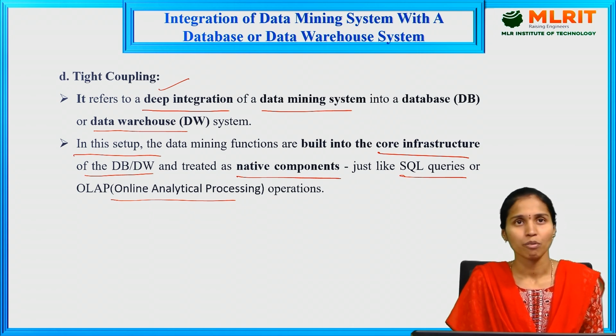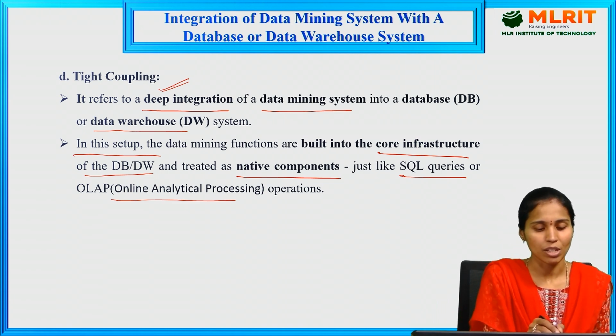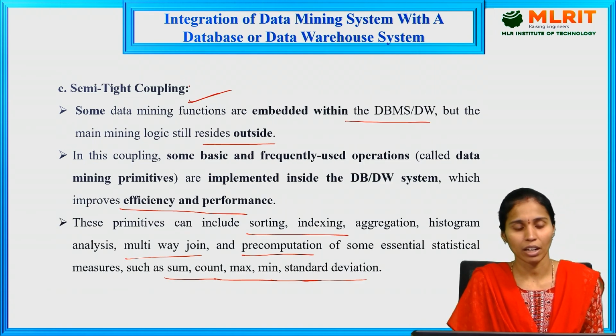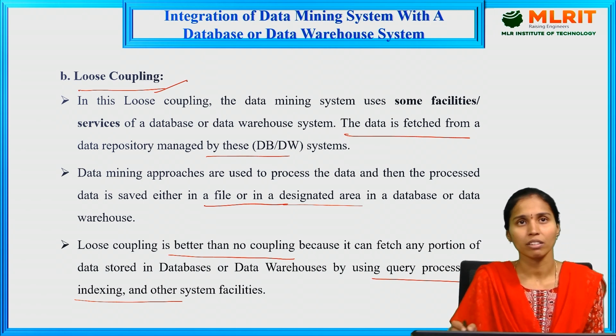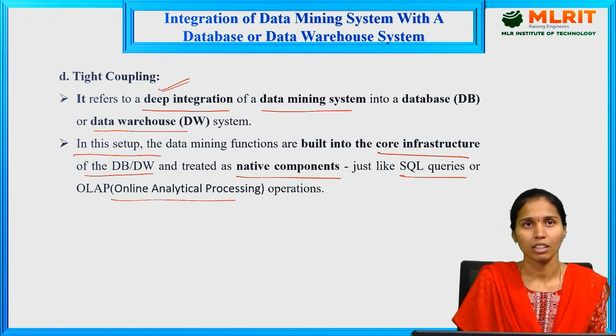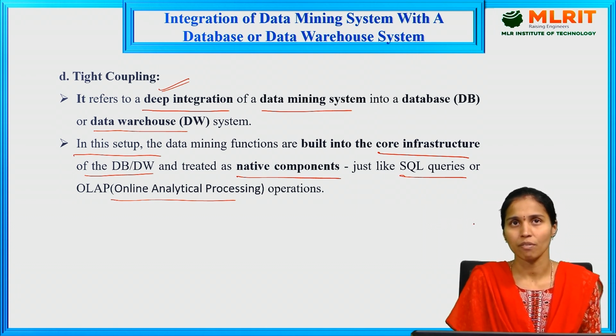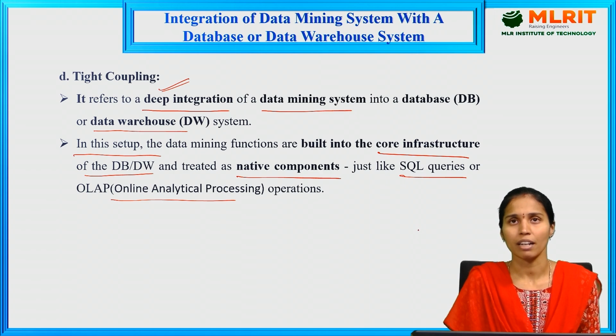There are four types of couplings. First one is no coupling, second one is loose coupling, third one is semi-tight coupling, fourth one is tight coupling. This is about integration of data mining system with a database or data warehouse system.